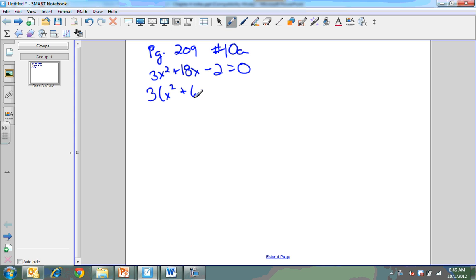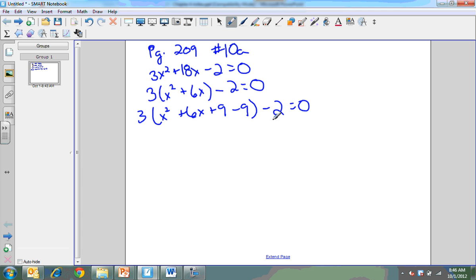18x divided by 3 gives me 6x and minus 2. Six divided by 2 is 3, squared is 9. Okay, remove the negative 9 from the brackets by multiplying it by negative 3. So we end up with x squared plus 6x plus 9 minus 27 minus 2 equals 0.